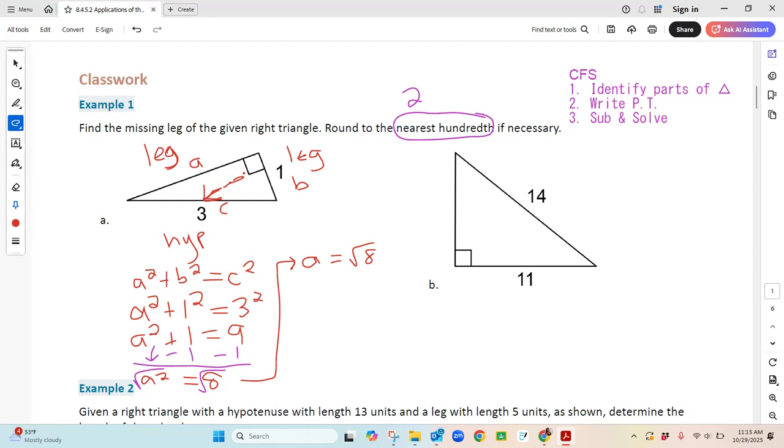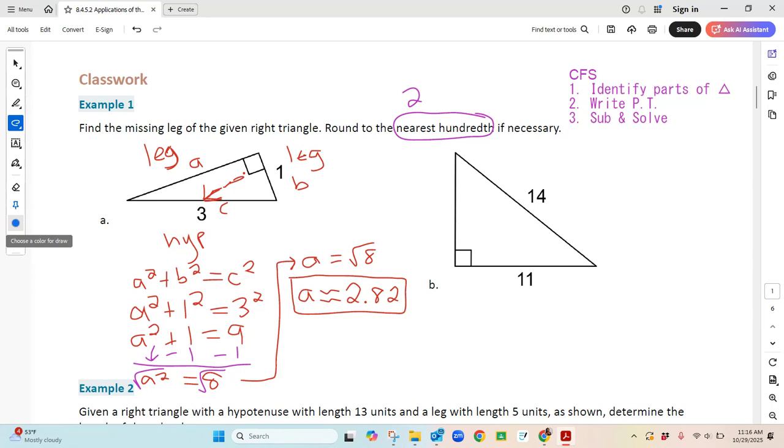Now, when I put that in my calculator, I get 2.8284271247462, and so on. I'm going to round that. A is about 2.82 units long. The squiggly equal sign is the about sign, so please make sure that if you're rounding, you're using that sign. Let's look at another.